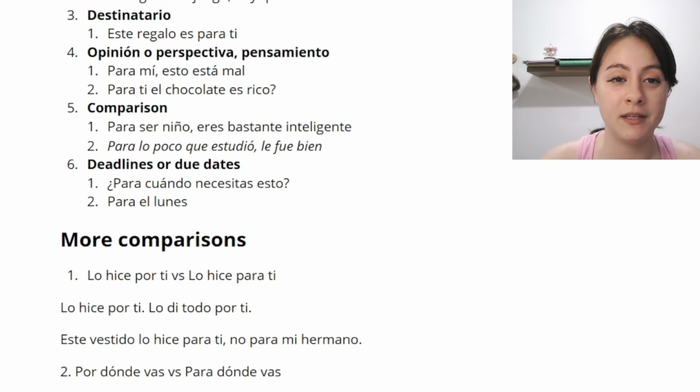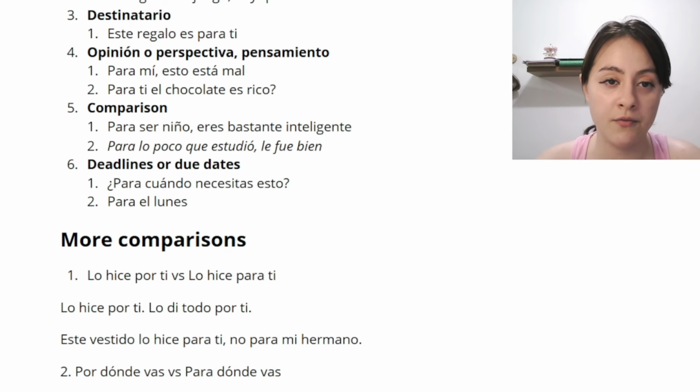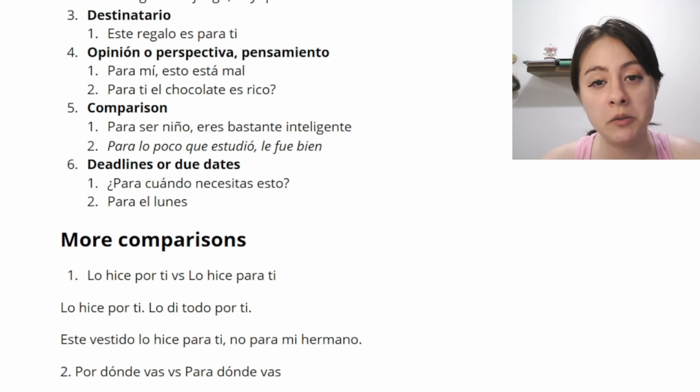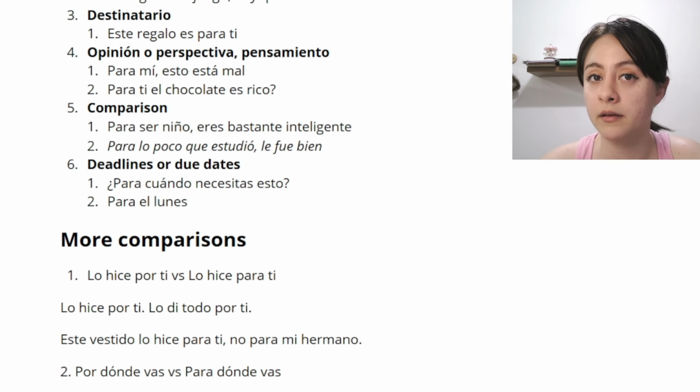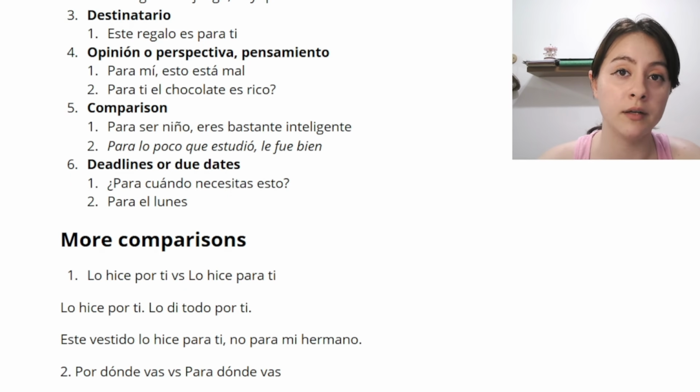The fifth use case is comparison. For example, para ser niño, eres bastante inteligente. For a child, you're pretty smart. Okay, so here you can use para.